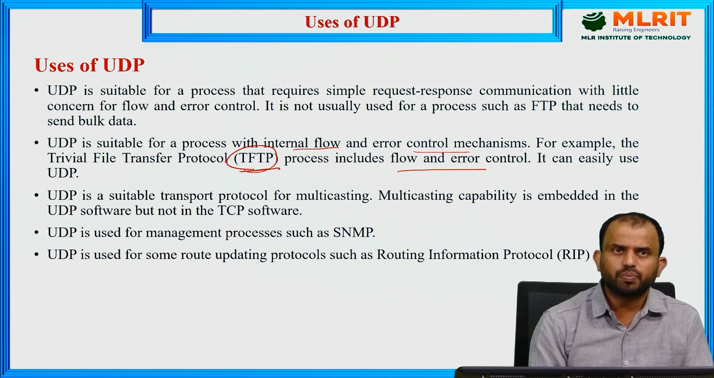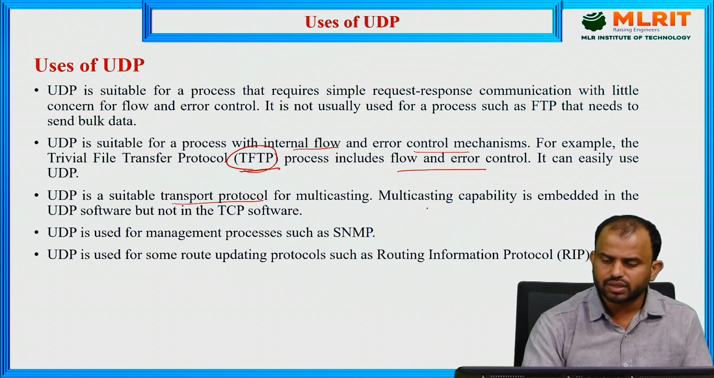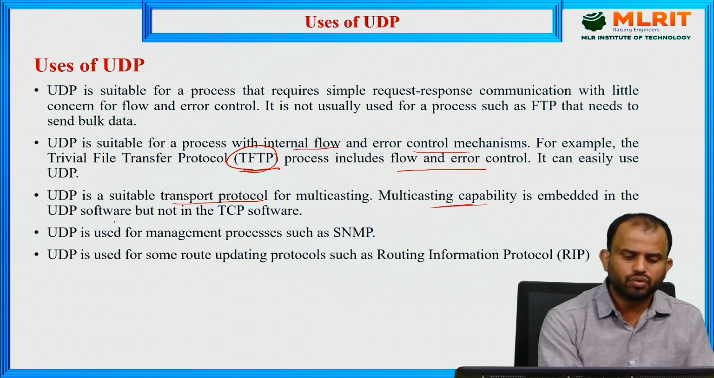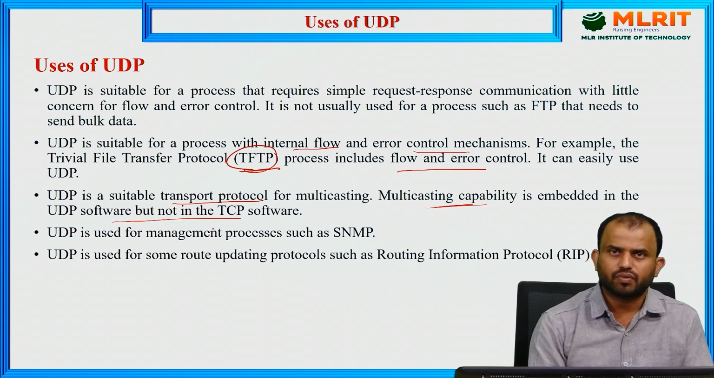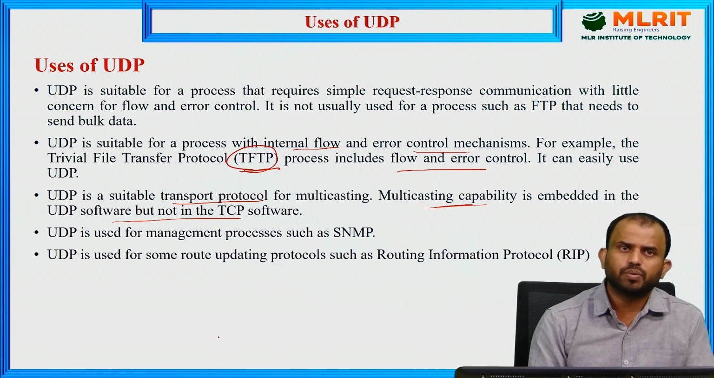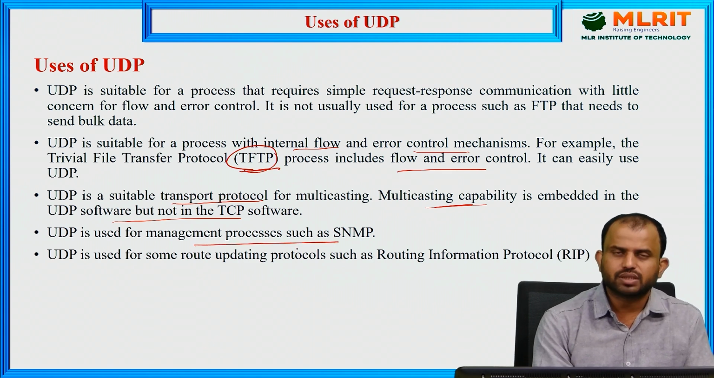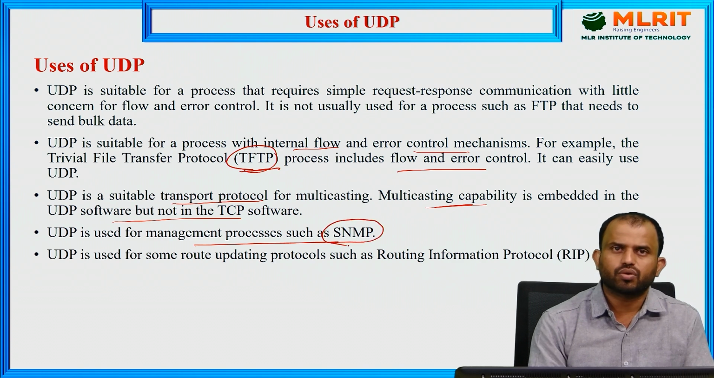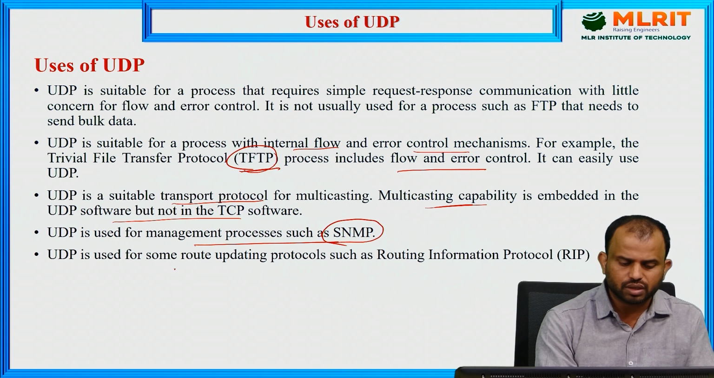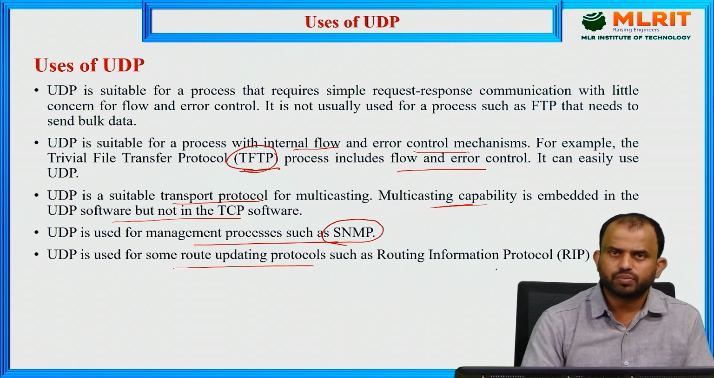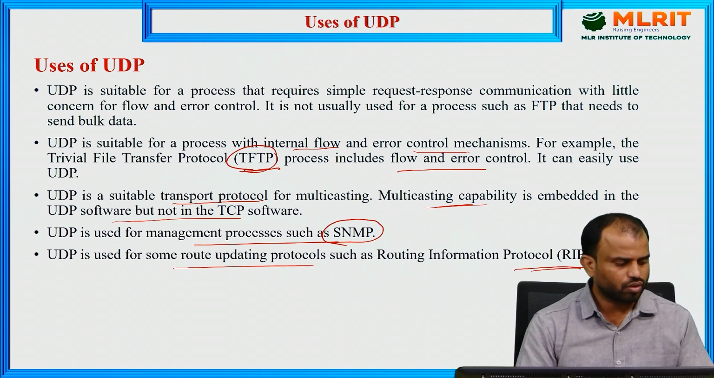And UDP is a suitable transport protocol for multicasting. This multicasting capability is embedded in the UDP software but not in the TCP software. Because multicasting capability is involved, it needs to be embedded in the UDP software, but that is not available in the TCP mechanism. UDP is also used for management processes such as the Simple Network Management Protocol, which is another port in the UDP protocol services. And UDP is used by some updating protocols, such as the Routing Information Protocol.